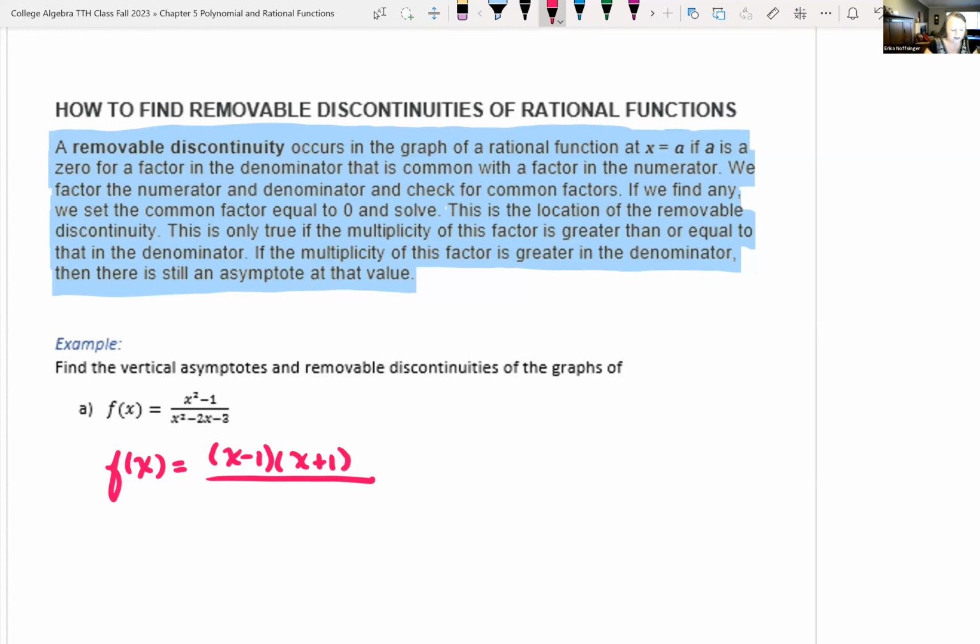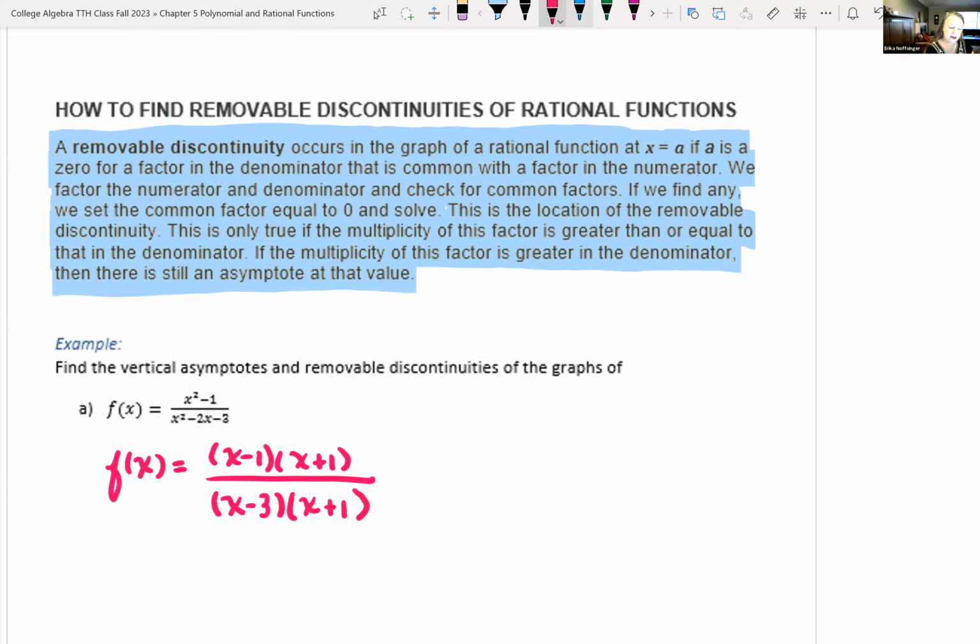All divided by, looking at the denominator, we have a quadratic, x squared minus 2x minus 3, a trinomial, which has 3 terms. The coefficient in front of our x squared is 1, and so that makes it easier to see if it's factorable. You're looking for 2 numbers that multiply to negative 3 and add to negative 2. Negative 3 and 1 multiply to negative 3, and if we sum them, they add to negative 2. And so it factors as x minus 3 times x plus 1.